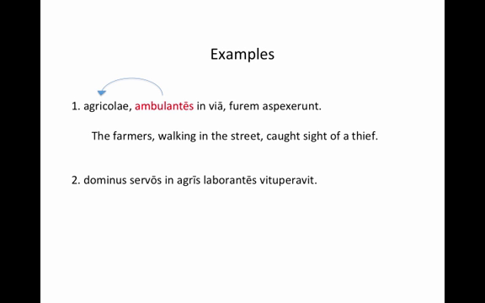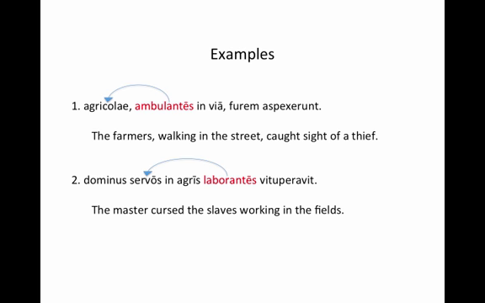If we look at number 2, our participle is laborantes. Again, it ends in -es, right? And it can be nominative or accusative plural, but here it has to be accusative because the only thing it can modify in the sentence is servos. It's the only thing in the same case, number, and gender. So when we translate this, the master cursed the slaves working in the fields. Once again, note that laborantes is an adjective modifying servos.